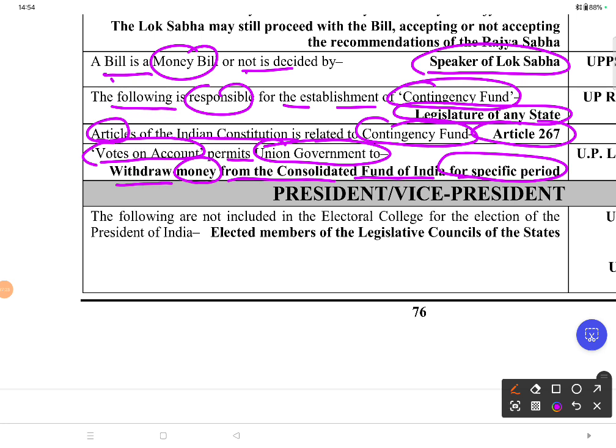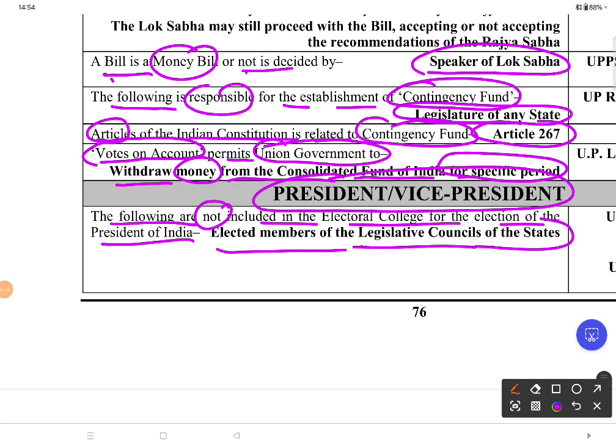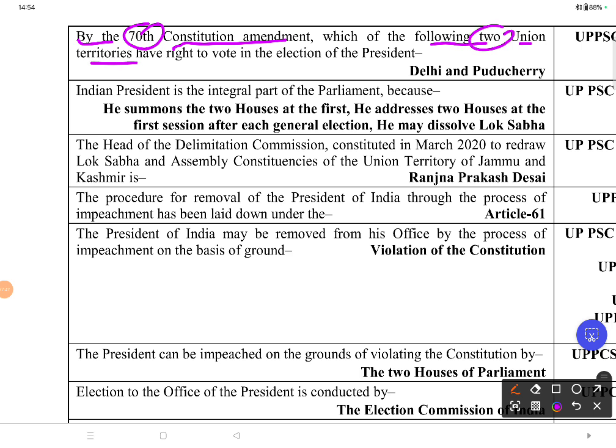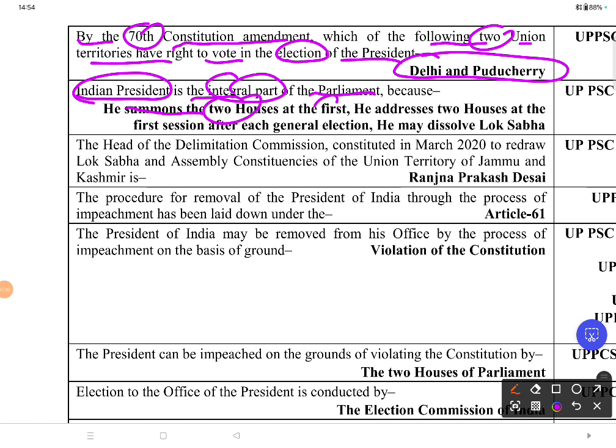Move on to the next chapter, that is President, Vice President. The following are not included in the Electoral College for the election of President of India: elected members of legislative councils of the state. By the 70th Constitutional Amendment, which of the following two union territories have right to vote in election of President? Delhi and Pondicherry.